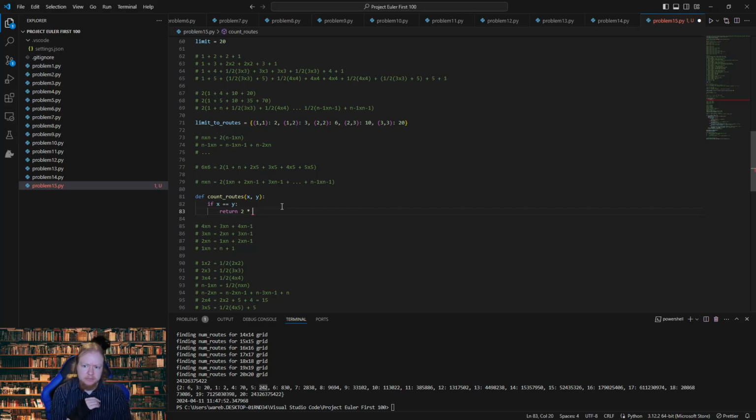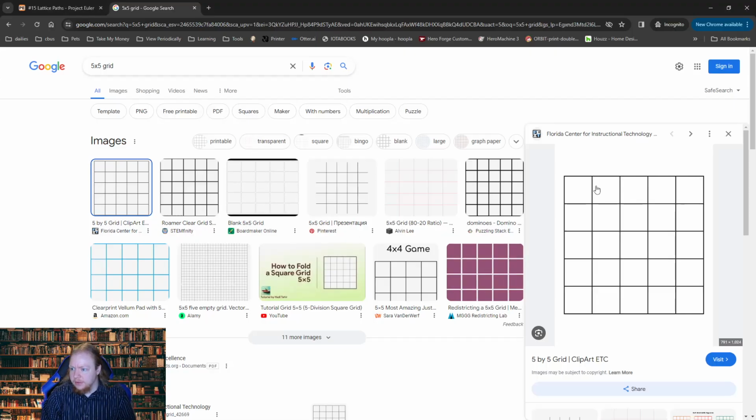Oh dang. I may have just cracked the case. 2 times count routes x minus 1, y minus 1. Is that correct? No. N minus 1 by n. So it's not really this twice.